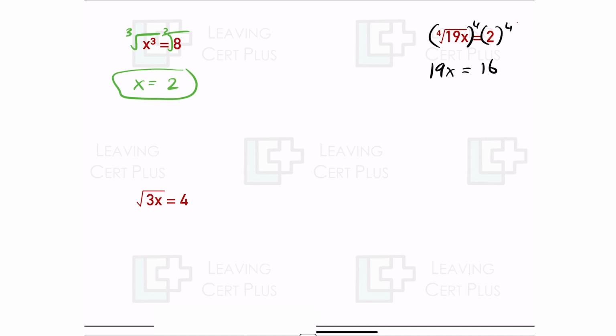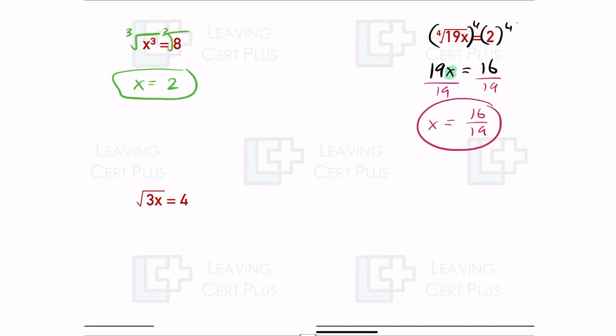So now we've got 19 multiplied by x, which is what I want alone. So to undo that multiplication, I have to divide by 19. So we're going to find x is equal to 16 over 19. And that's your answer. Down here, similar to what we've seen up here, we couldn't access the 19x until we got rid of the root.